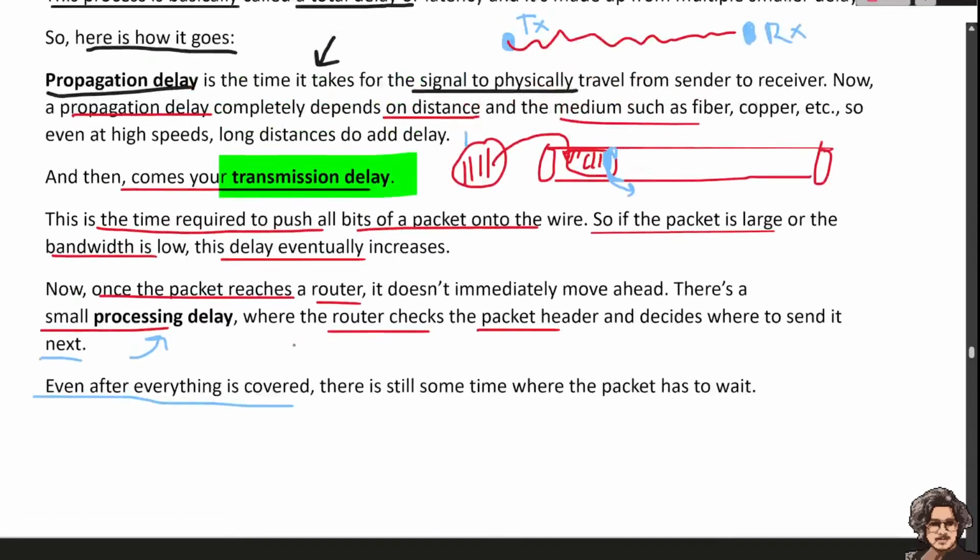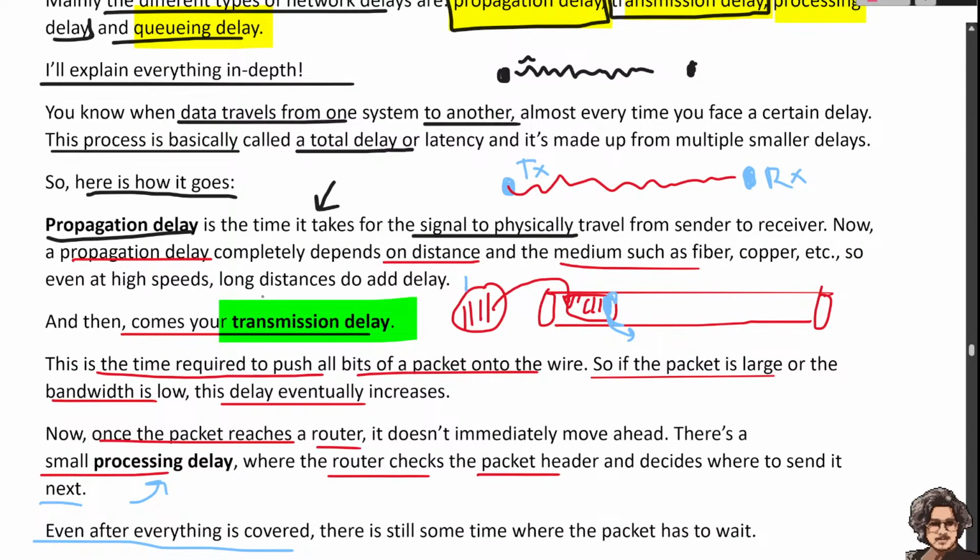Okay, what is propagation delay? Propagation delay is due to the signal physically traveling from the sender end to the receiver end. So it depends on the distance, the medium, and all this. This is known as propagation delay.